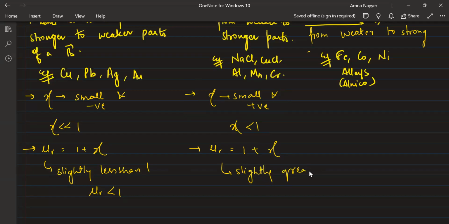Mu r is just greater than 1. Here for diamagnetic it was lesser than 1, here it is just slightly greater than 1, and for ferromagnetic it is very obvious: chi is very much greater than 1 and mu r is very much greater than 1.